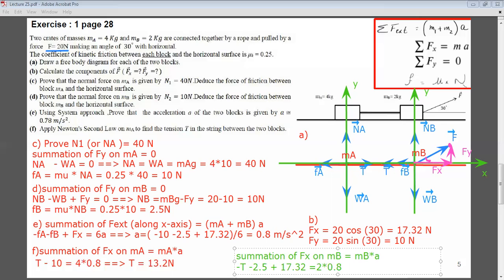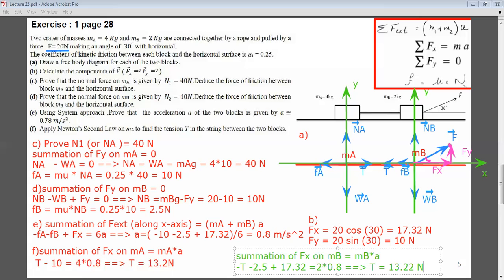If you do the calculation, you will get tension equal to 17.32 minus 2.5 minus 0.8 times 2, and this will give you tension equal to 13.12, which is almost tension equal to 13.2.